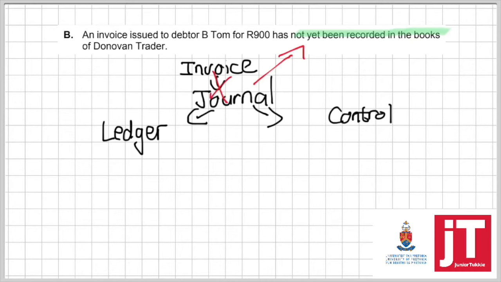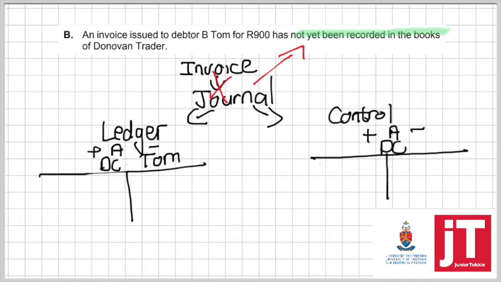So if this has been left out completely, it means that we will need to do a correction in both the individual's account and in the control account. So if I open up Tom and I open up the control account, an invoice means that he owes us more money, so we will need to add 900 to his account. That will appear on the debit side. So if we make a change to the individual's account on the debit side, the same will appear in the control account. We will need to add 900.